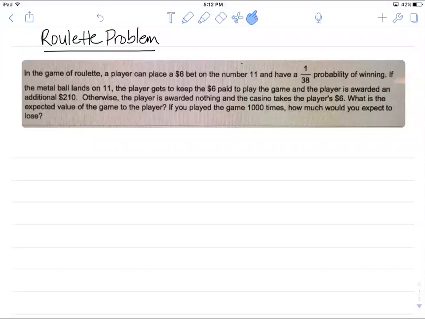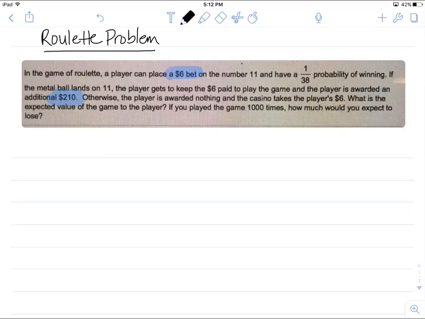So in this game of roulette, a player places a $6 bet on a single number, and the player has a 1/38 probability of winning. If the ball lands on the player's number, the player gets to keep the $6 and is awarded an additional $210. So the $6 is the wager, and the $210 would be the player's winnings if the player's number comes up. Otherwise, if the ball lands on a number other than the player's number, the player's awarded nothing, and the casino keeps the player's wager.